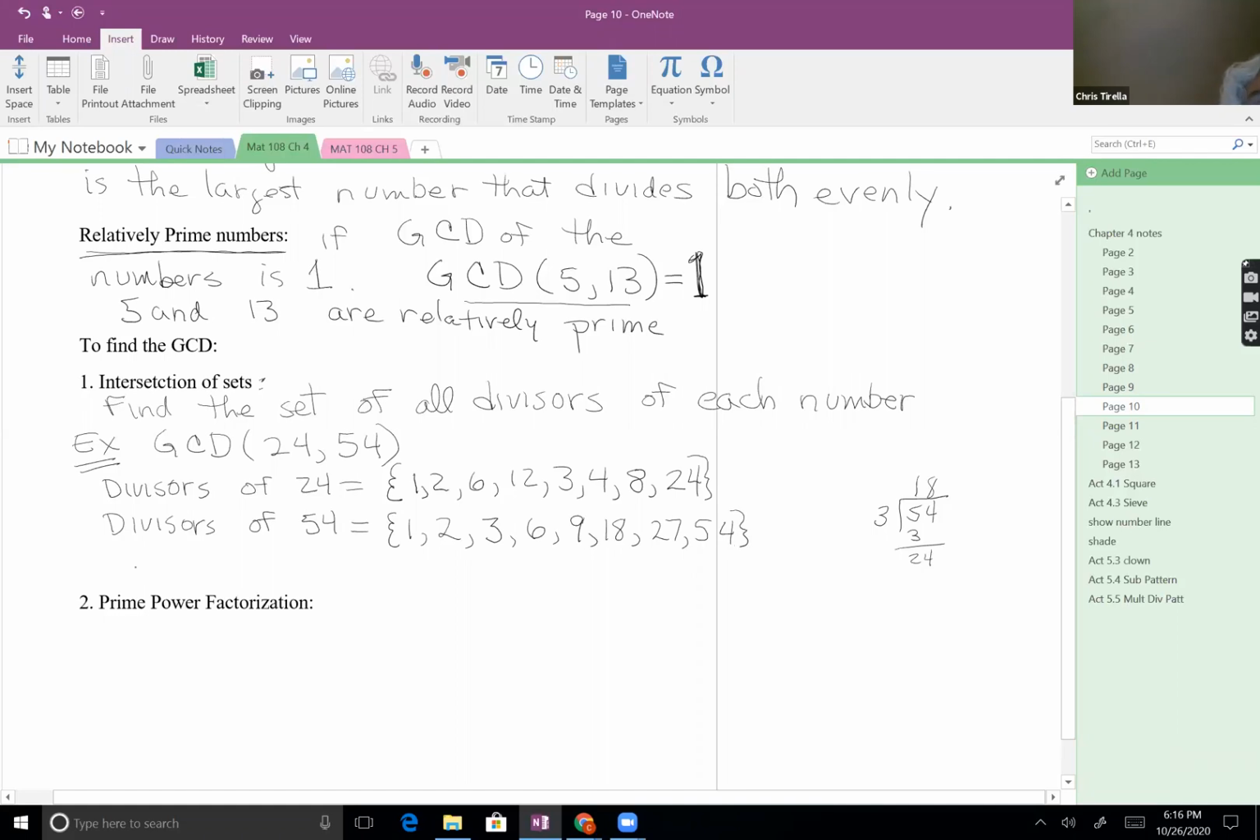So now what we want to do is look at the intersection of the two sets. And remember, the intersection is what they have in common. They both have 1. They both have 2. They both have 3. They both have 6. Anything else that's common to both of them? No, I can't see anything else. So the greatest common divisor, the largest one in that set, would be 6.